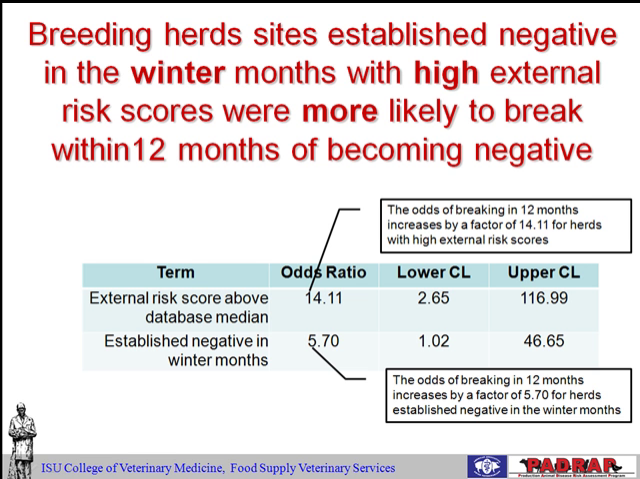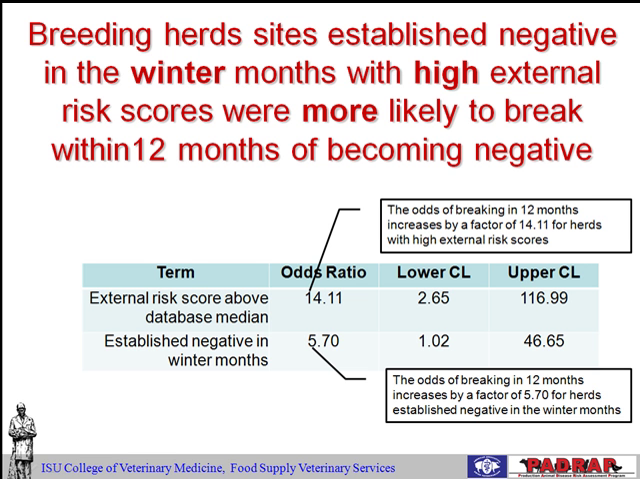And so we looked at this as a binary categorical variable. Did it survive 12 months or not? So it's either one or zero, true or false. And then we did a logistic regression to see if the external risk score and the month it was established, whether it was established in winter or not, were significant. And of course, when you do a logistic regression, you get these nice little odds ratios, which is why they're done. And sure enough, the odds ratio for those sites that had a relatively high external risk score was 14 times. So the odds were 14 times higher for those that had a high measured risk score compared to those that had a low one.